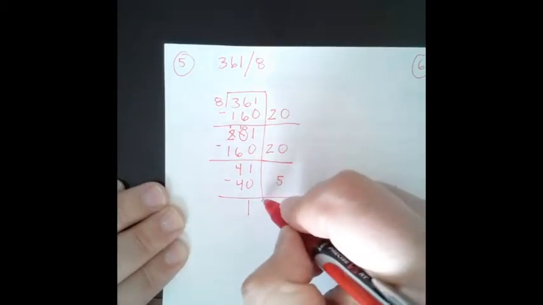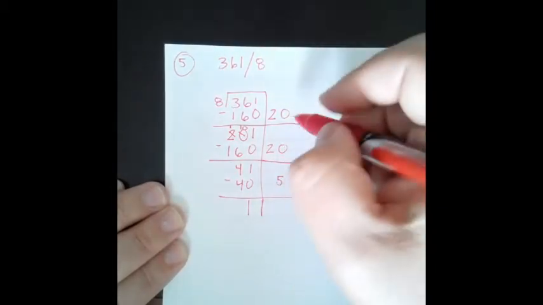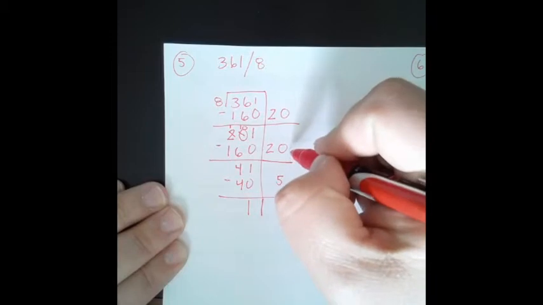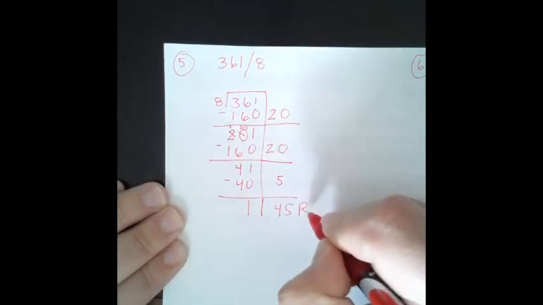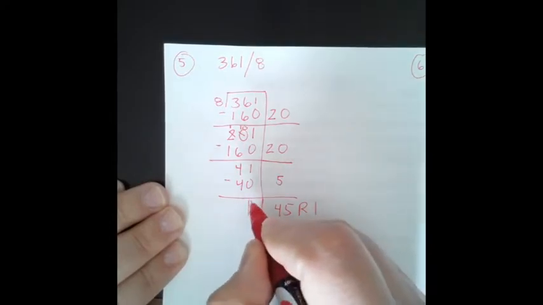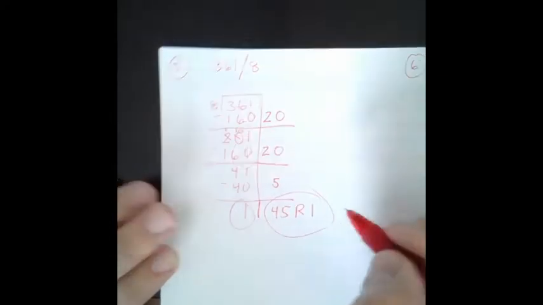I can't divide anymore into 1, so I'm going to add my side thing here. 20 plus 20 is 40, plus 5 will be a total of 45. And we have a remainder of 1, because we had 1 left over. So 45, remainder 1 is our answer.